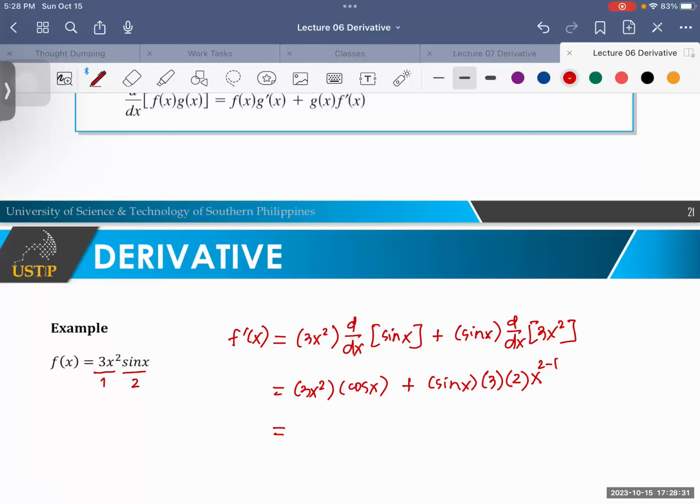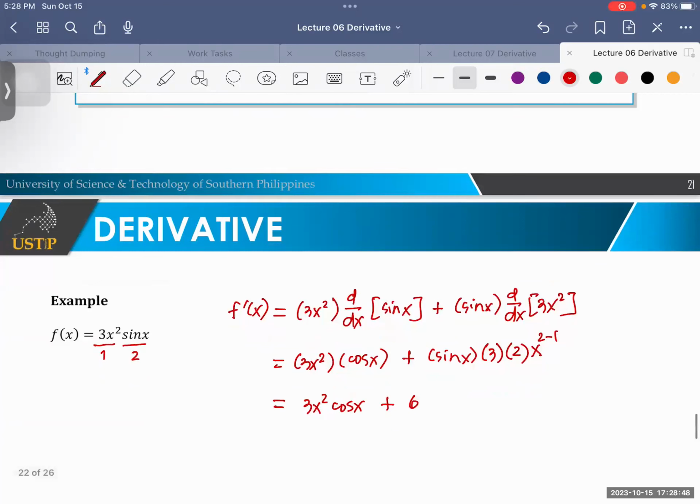So, to simplify that, we have 3x squared cosine x, plus this 6, let's rewrite it here in front. We will put it first. You will have 6. And this x, we will put first so it looks nicer to the eye, with the sin x, cosine x at the last.